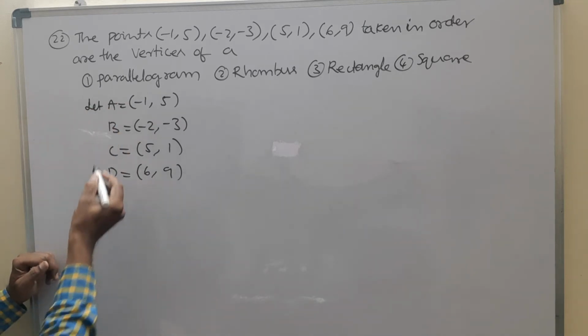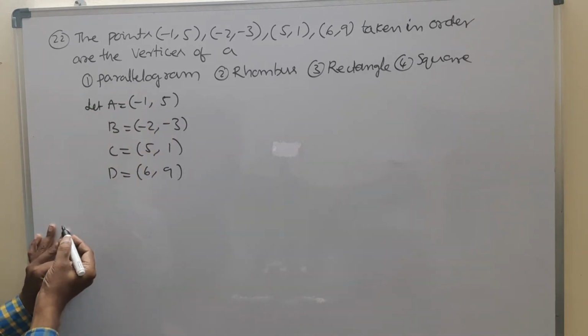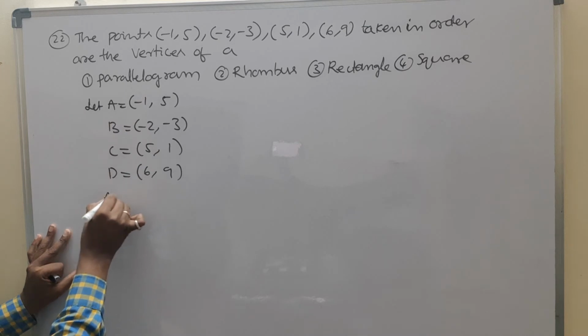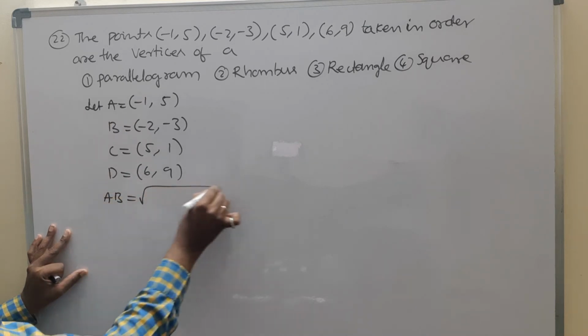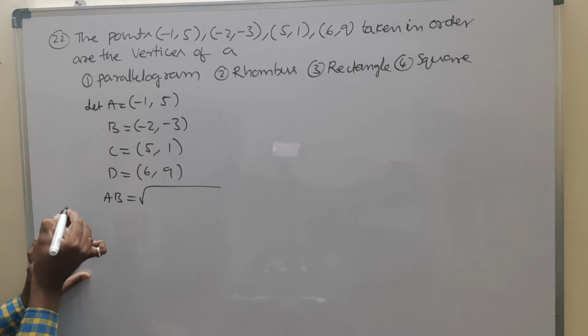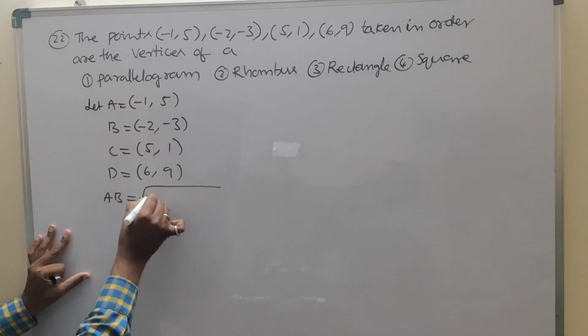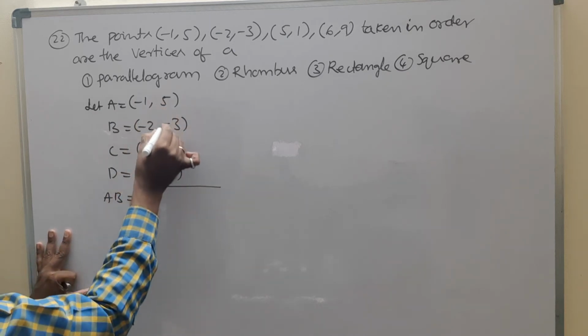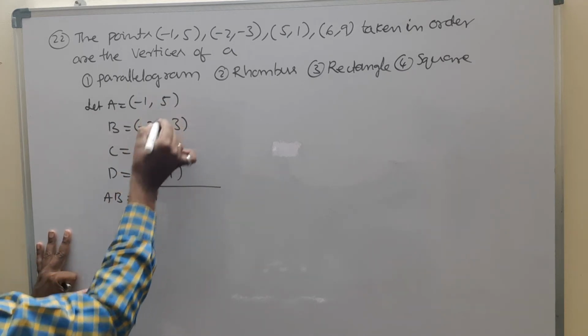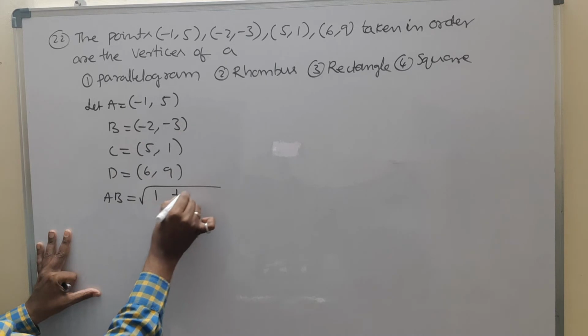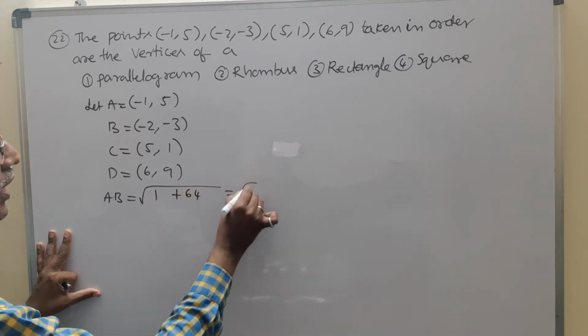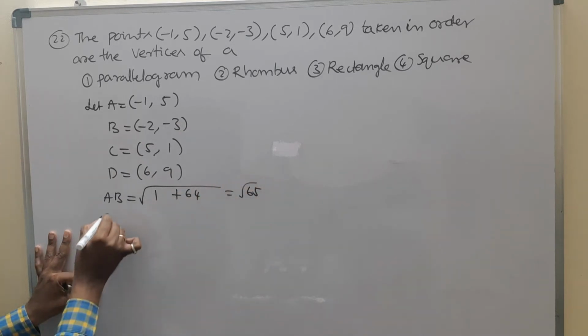To find the nature of the quadrilateral, first find the AB length. AB is square root of (minus 1 minus of minus 2) squared plus... Minus 1 minus of minus 2 plus 2 is 1, 1 squared is 1. 5 minus of minus 3 plus 3, 5 plus 3 is 8, 8 squared is 64. Root 65. Next one, BC.